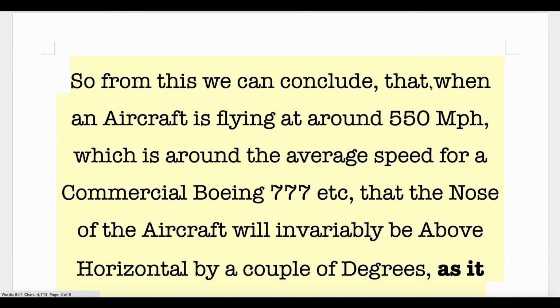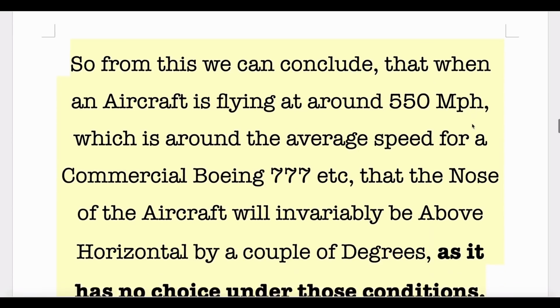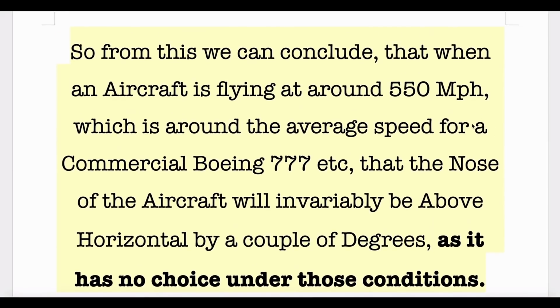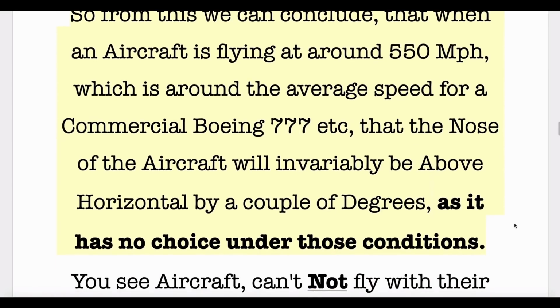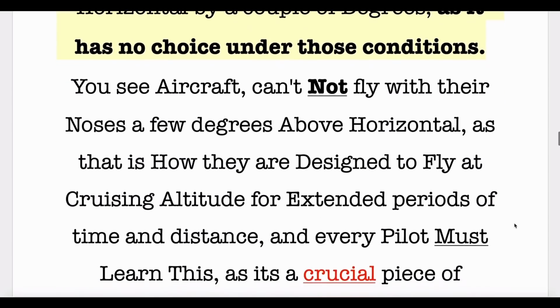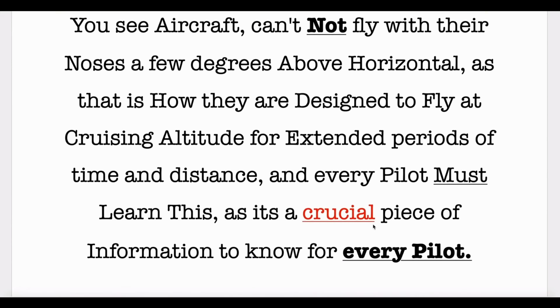So from this, we can conclude that when an aircraft is flying at around 550 miles per hour, which is around the average speed for a commercial Boeing 777, etc., the nose of the aircraft will invariably be above horizontal by a couple of degrees, as it has no choice under those conditions. You see, aircraft can't not fly with their noses a few degrees above horizontal, as that is how they are designed to fly at cruising altitude for extended periods of time and distance. And every pilot must learn this, as it's a crucial part of information to know for every pilot.